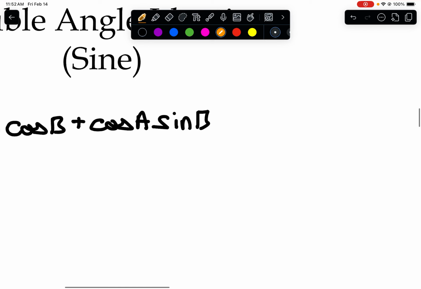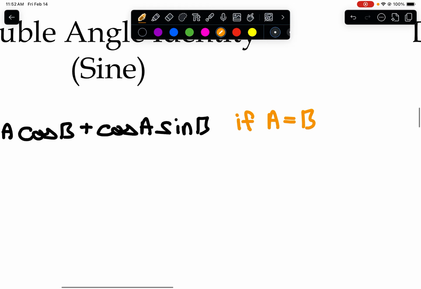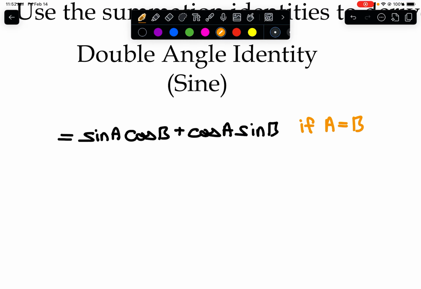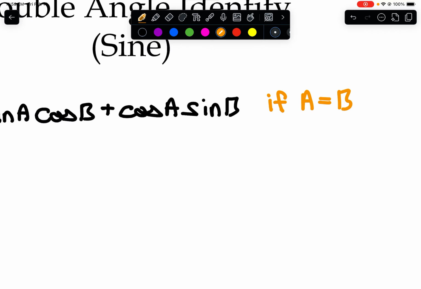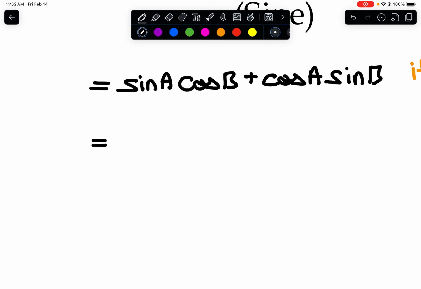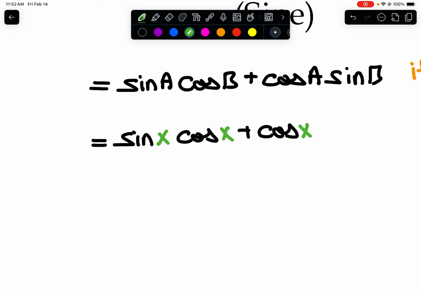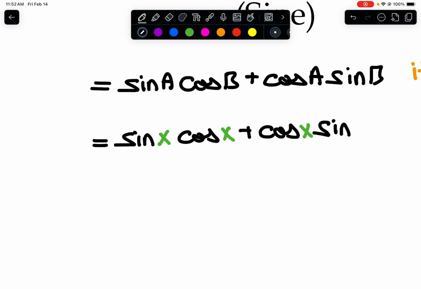Now, what's going to happen is in your angles, we're going to say if my A value is equal to my B value, how is that going to change the setup and the way the identity actually looks? So anytime I have an A and a B value, I'm going to assume they're equal, and I'm going to replace them with an X value. So now I'm going to have sine of X and then cosine of X plus cosine of X and then sine of X.